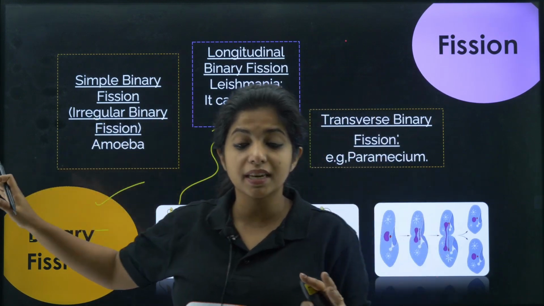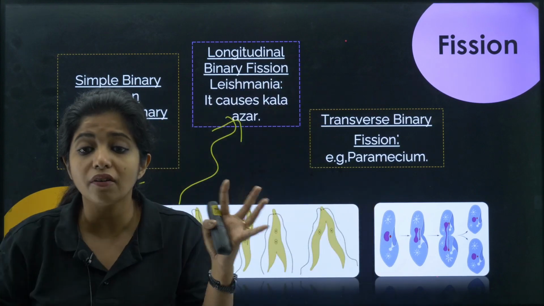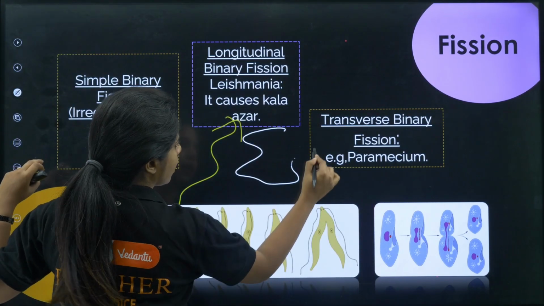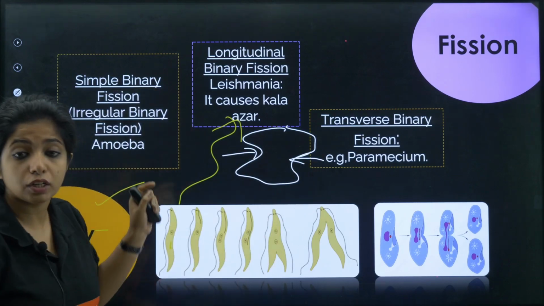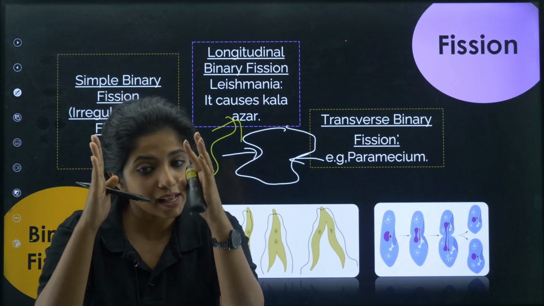So in amoeba's case, they are going to show simple binary fission or irregular binary fission. That means they do not have a plane for cutting their body into 2. Instead, they are going to cut it through any angle. Through any angle they can cut, which is why it is known as simple binary fission or irregular binary fission. They do not have a perfect axis for cutting.